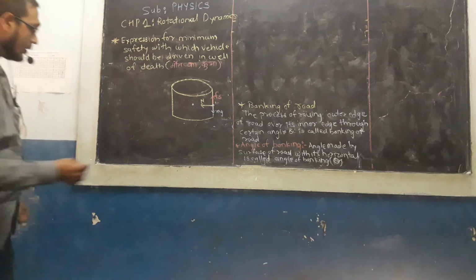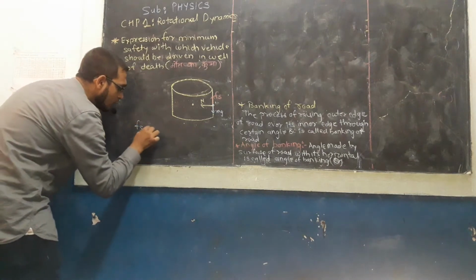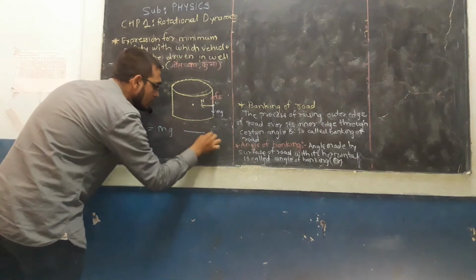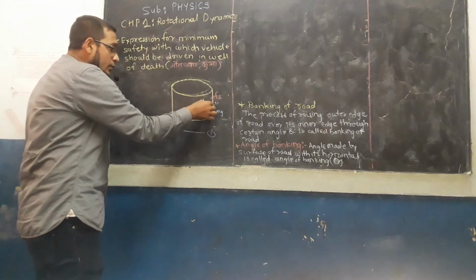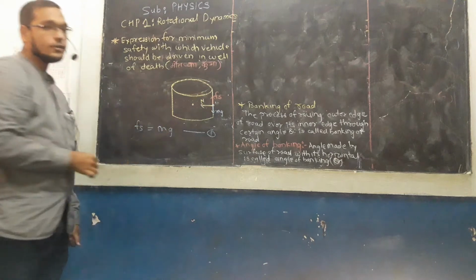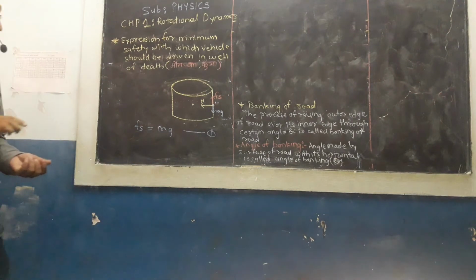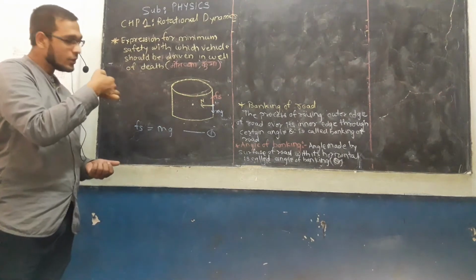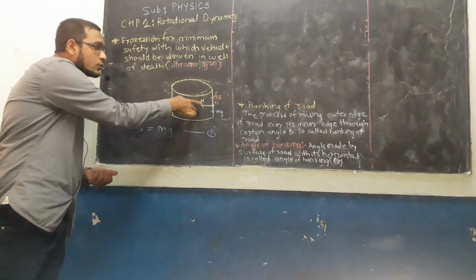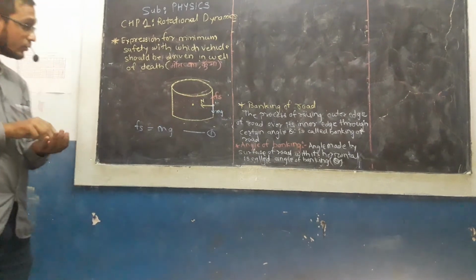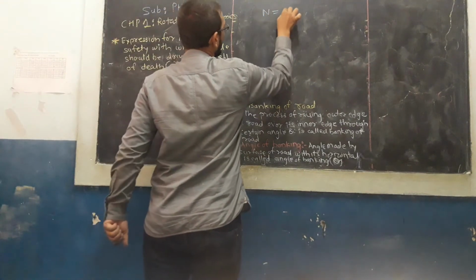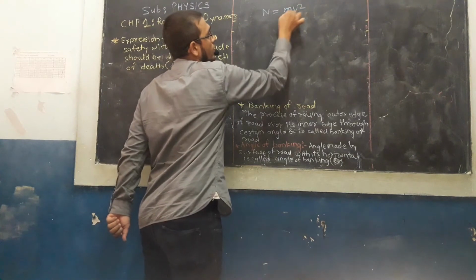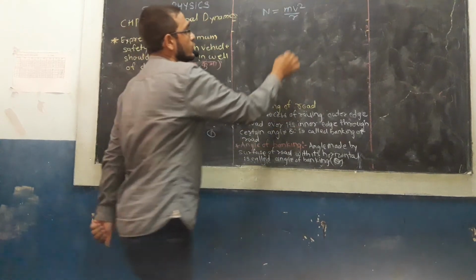So what I will write? Fs is equal to mg. This is equation number 1. Next, if you see, normal reaction is towards the center. So centripetal force is directed towards the center, and that is provided by the normal reaction. So here, normal reaction N is equal to mv square upon r. This is your equation number 2.